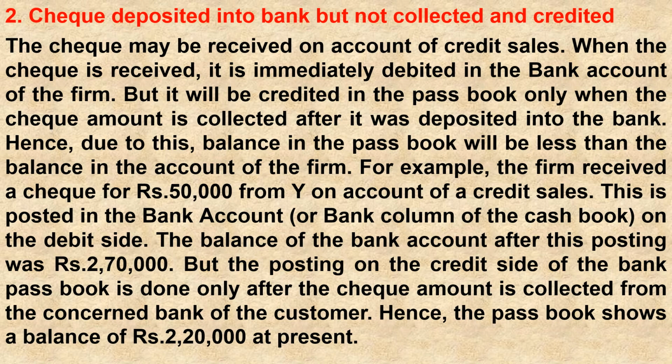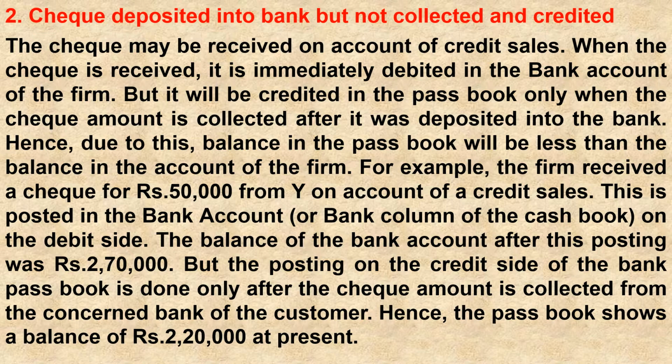2. Check deposited into bank but not collected and credited. The check may be received on account of credit sales. When the check is received, it is immediately debited in the bank account of the firm. But it will be credited in the passbook only when the check amount is collected after it was deposited into the bank. Hence, due to this, balance in the passbook will be less than the balance in the account of the firm.